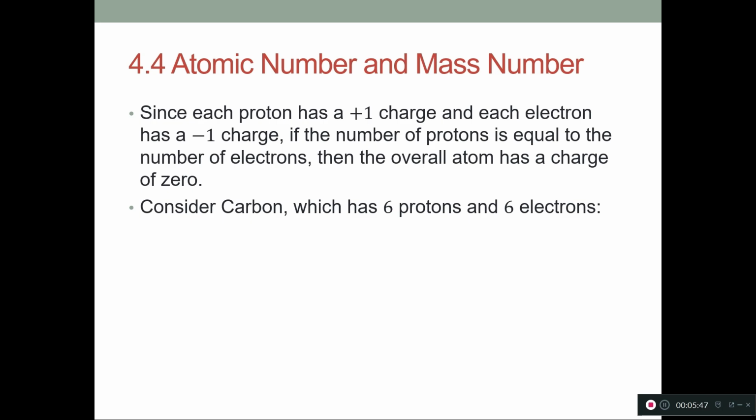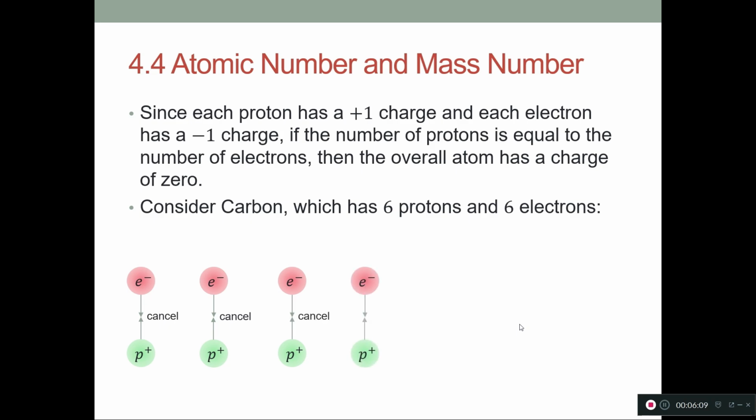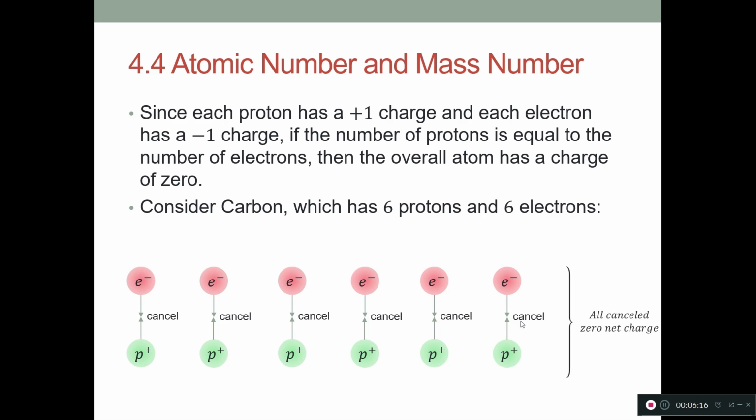Consider, for instance, carbon, which has 6 protons and 6 electrons. We can think about it this way. If we take one of the electrons and one of the protons, they cancel each other out as far as their charge goes. And so there's zero net charge there. We take the second pair, those also cancel out. The third pair cancel out. The fourth pair cancel out. The fifth pair cancel out. And the sixth pair cancel out. And so what that means is that all the charges have canceled, and so there is no net charge. There is zero net charge.